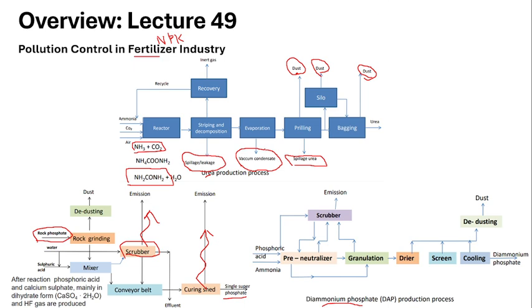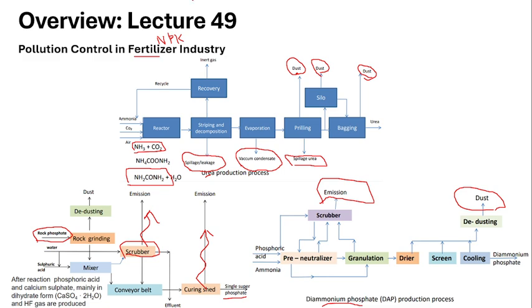And again, the same is applicable to the DAP process. For this, the reactants used are phosphoric acid and ammonia. These two are reacted to form the DAP. In between these processes, we can expect air pollutants by emission from the scrubber. And from the de-dusting unit, you can expect dust particles in it.